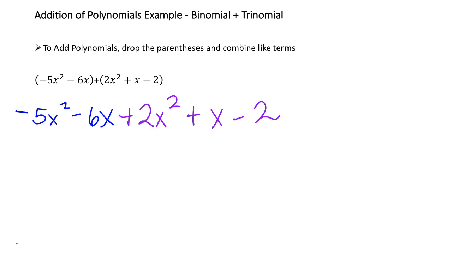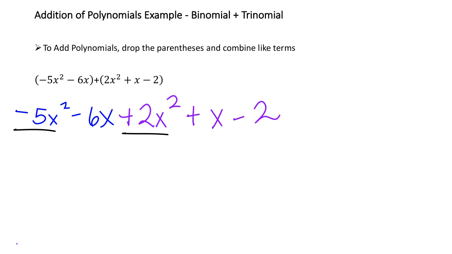Now, like terms have the same variable raised to the same power. So we're going to go through our problem and identify our like terms. We have a negative 5x squared and we have a positive 2x squared. So these are two like terms because they have the same variable x raised to the same power of 2.